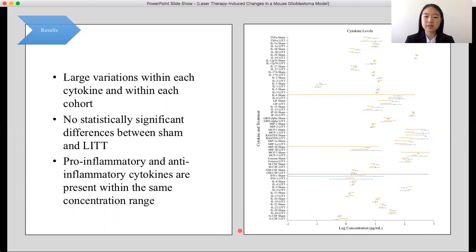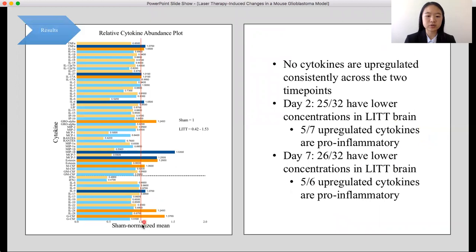To better compare the cytokine concentrations in laser brain as opposed to sham-treated brains, I normalized all of these concentrations to sham, which is indicated by this red line. And all of the values are normalized to 1.0 so that these lasered brain samples can be represented relative to sham. So the yellow and orange represent the brains that were harvested on day 2. The 2 shades of blue represented those that were harvested on day 7. The darker shades show when the cytokine concentrations were found at higher concentrations in the laser brain as opposed to the sham brain.